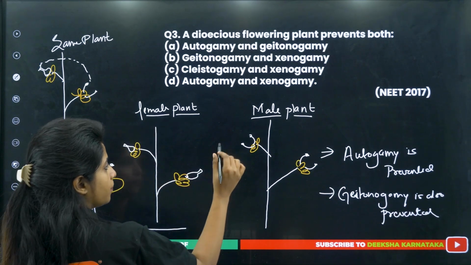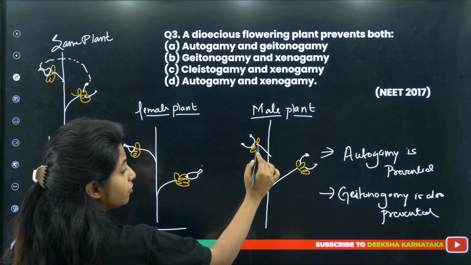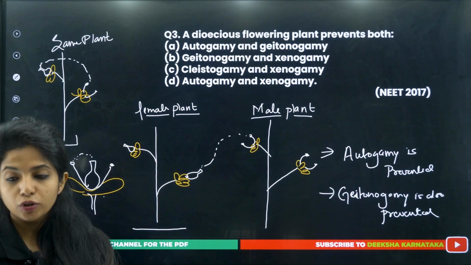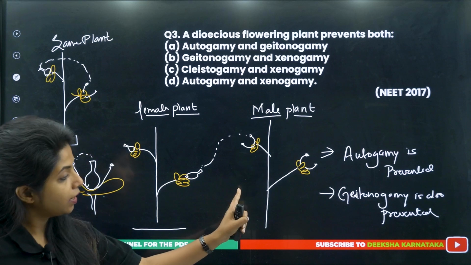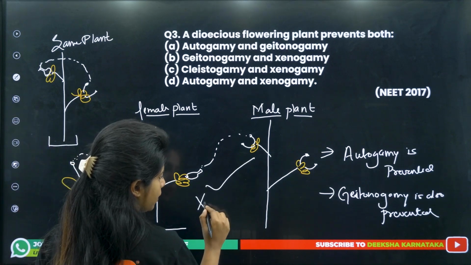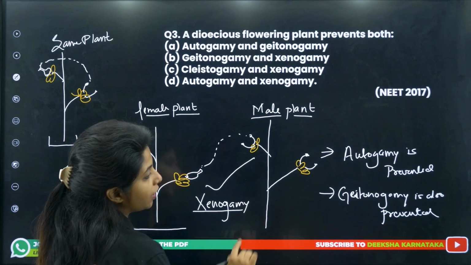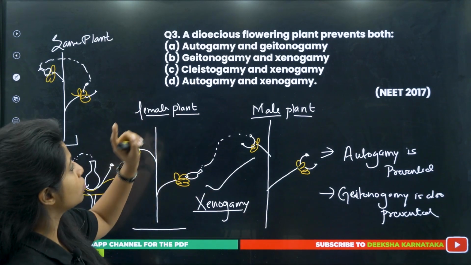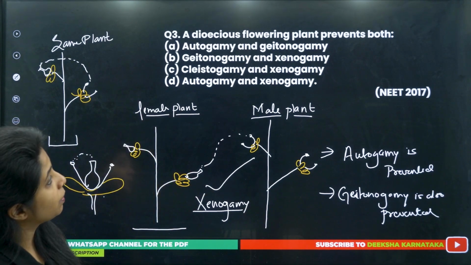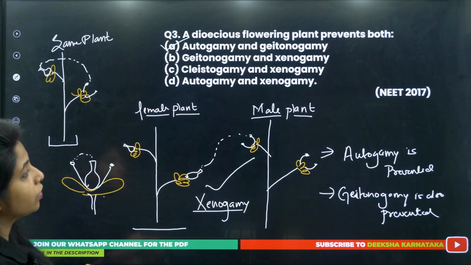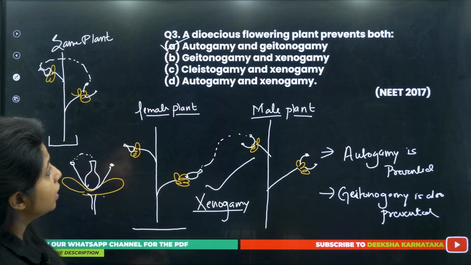When there is one flower of one plant and another flower of another plant, when it shows pollination, that is known as xenogamy. So they do xenogamy, but what about autogamy and geitonogamy? No. So let's see what suits best. Autogamy and geitonogamy both. First only we have the answer. Geitonogamy and xenogamy. No, xenogamy cannot be prevented.